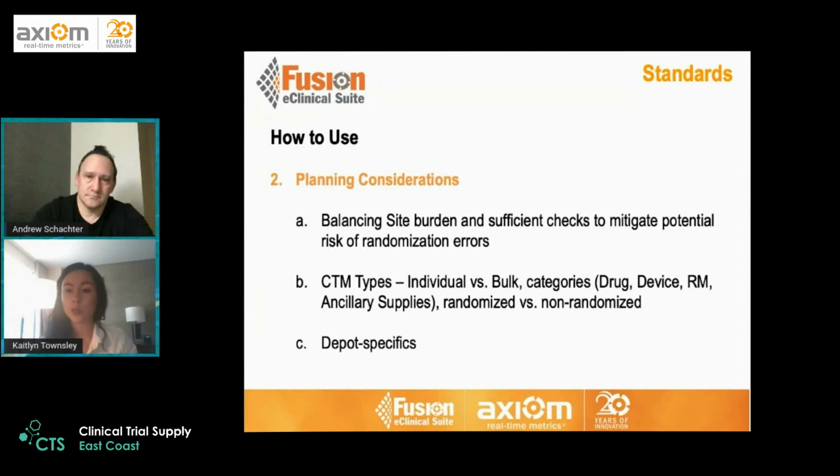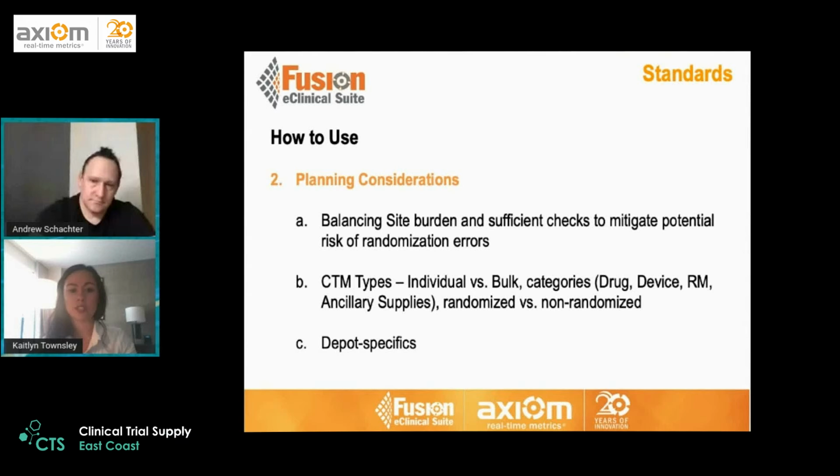We also want to make sure that when we're developing the standards and using them, that it makes sense. Yes, there is a great way that we can do it for us on the RTSM side, but we want to make sure we're balancing all of the different components. So we want to look at balancing site burden and sufficient checks to mitigate potential randomization errors. So we want to make sure sites are doing enough data entry to make the subjects eligible, but not so much data entry requirements that maybe it gets too hard for them to randomize a subject on site because they have to have the patient sit there for half an hour while they do data entry.